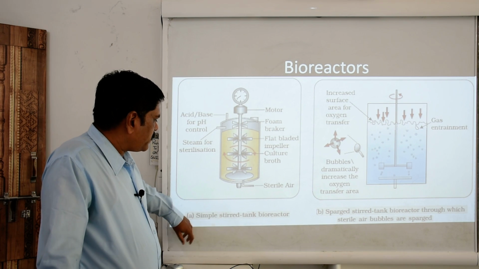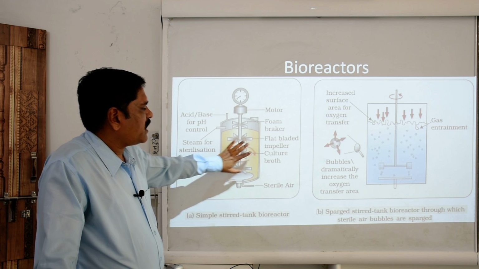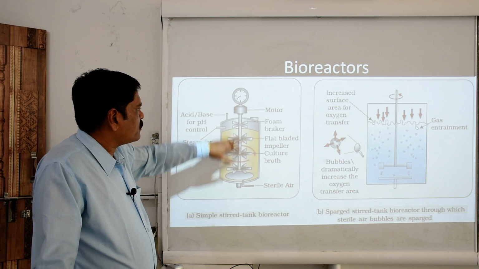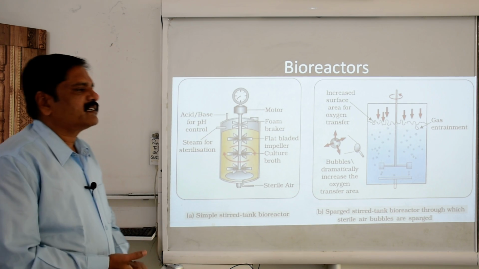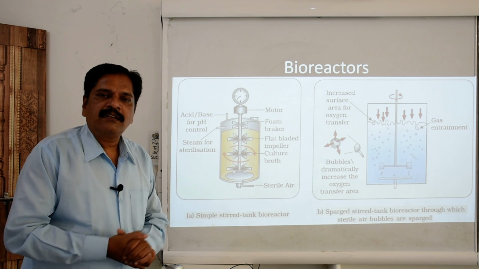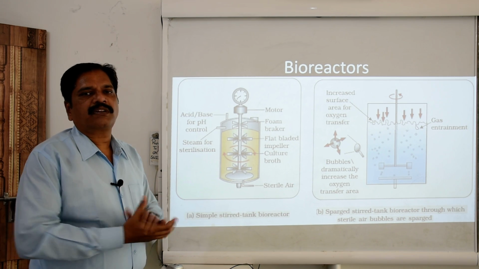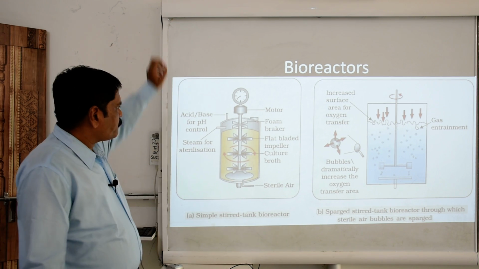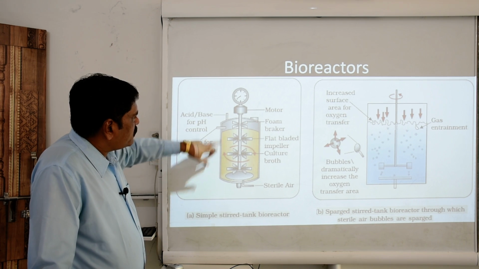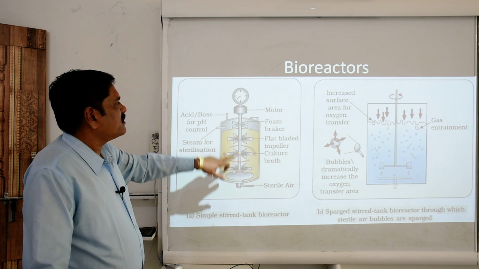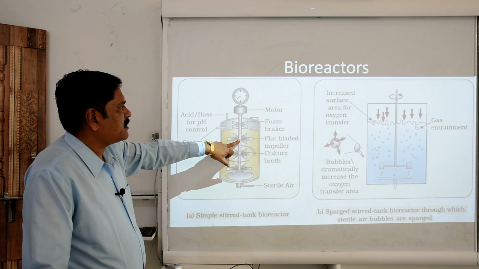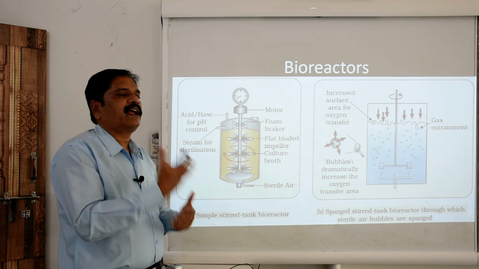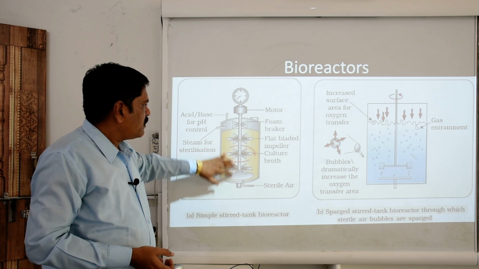One is the simple stirred tank bioreactor, and the second is the sparged stirred tank. Clear? In this simple stirred tank you can see that this bioreactor is quite a large vessel, having a capacity of 100 to 1000 or 2000 liters according to our requirement. Here in the middle there is a shaft. This shaft has a flat blade impeller. When it moves, it rotates and shuffles whatever material is inside it.